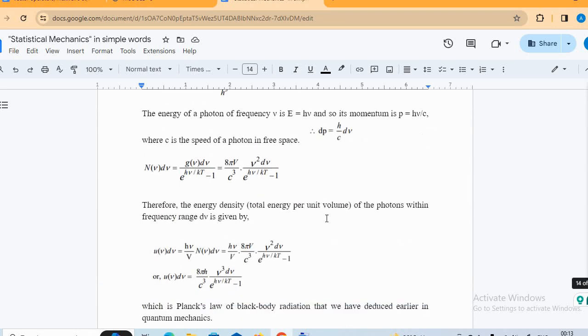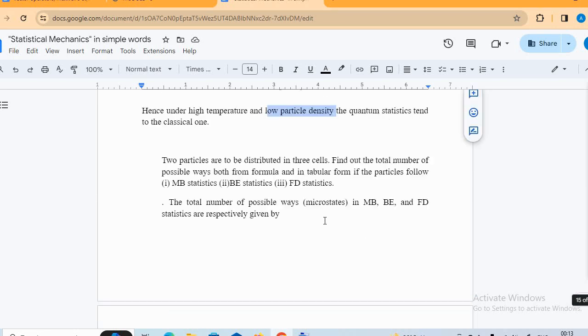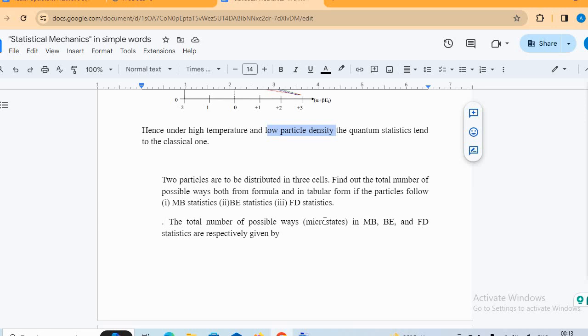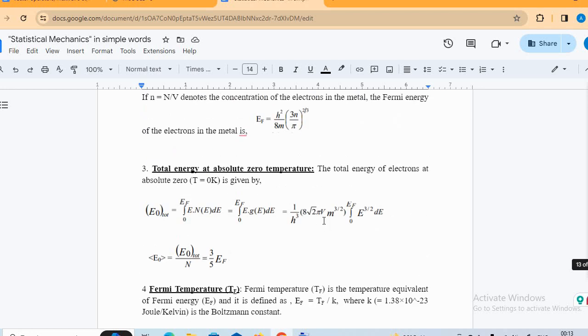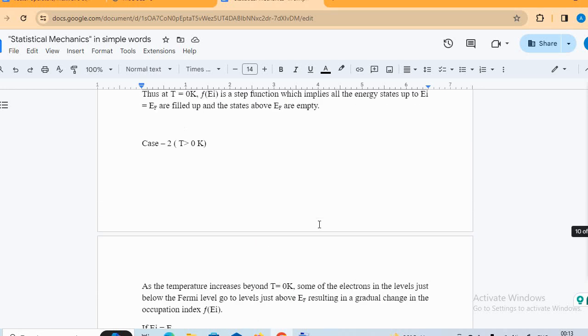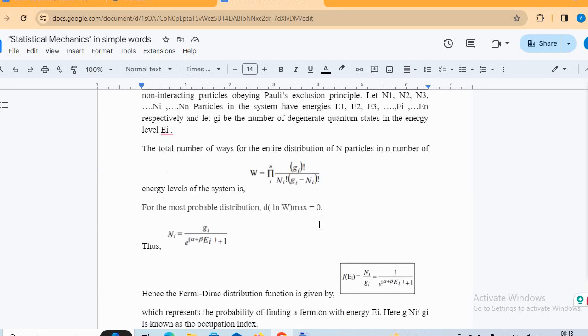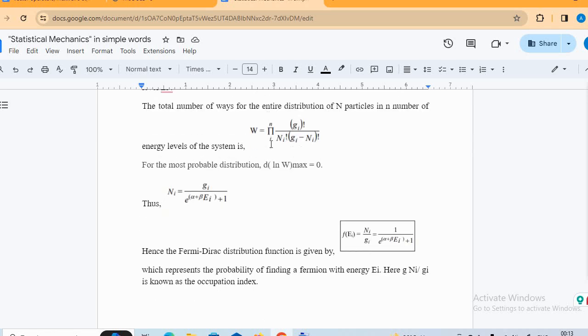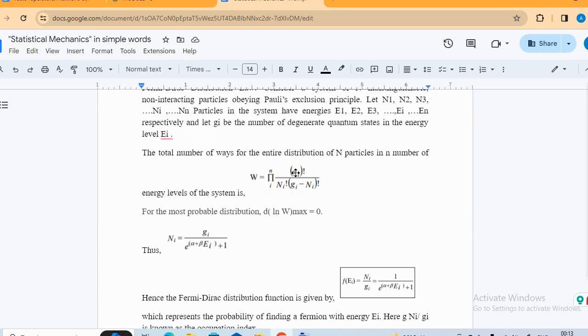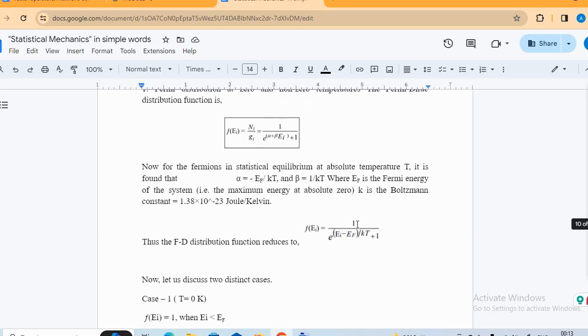Now, at the end, we'll talk about an important part of these three different statistics, which is known as thermodynamical probability. When you think about thermodynamical probability, this gives you the idea about the most probable one. For different statistical systems, we have different thermodynamical probabilities, and that probability differs from system to system. So one can remember the distribution functions, and remember the thermodynamical probabilities given by this W.